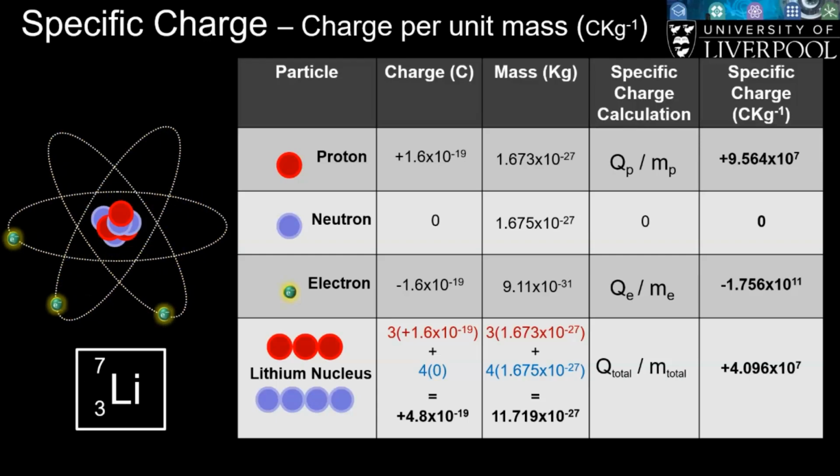We now add the masses together, where we multiply the mass of the proton by 3 and add this to the mass of the neutrons, which now does factor in. There are 4 neutrons, so multiply that by the mass of the neutron, and add it all together, we get the full mass of the whole nucleus. If we now divide this total charge by this total mass, we find the specific charge of this specific nucleus.